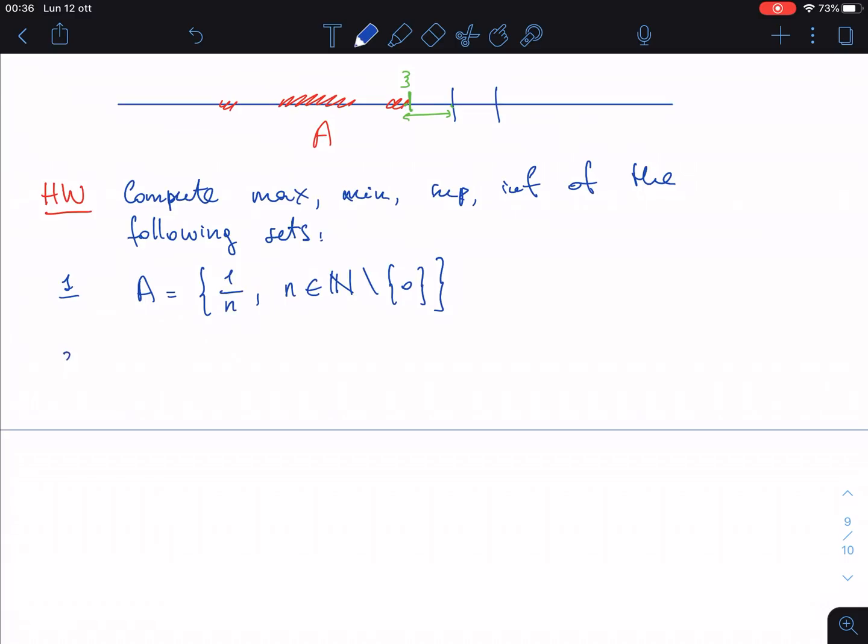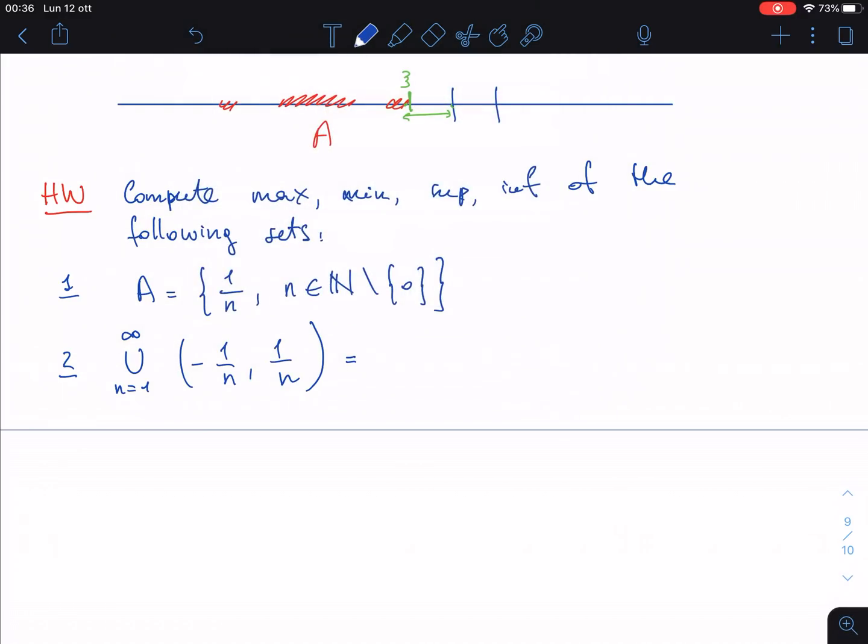Second, the union for n going from 1 to plus infinity of the intervals minus 1 over n, 1 over n. This is a strange notation, but what does it mean? It means that you consider all these sets when n varies from 1 to infinity, so in all naturals, and you make the union of all of them.